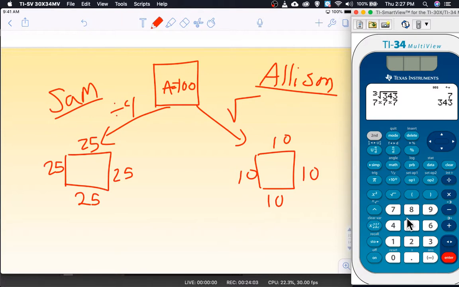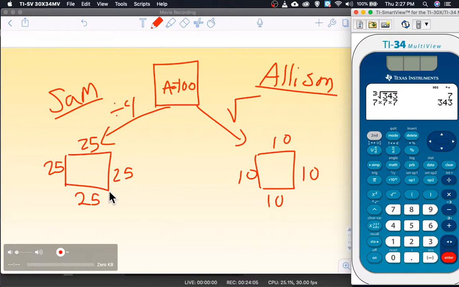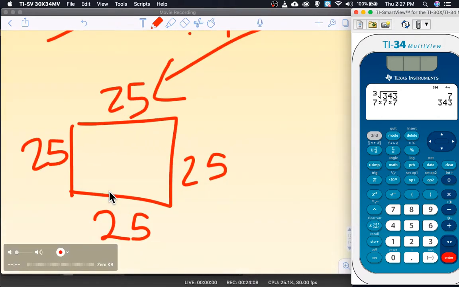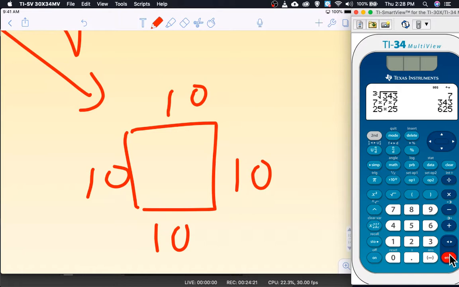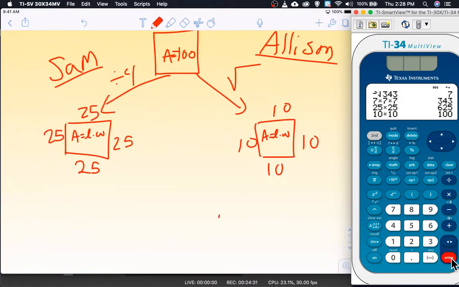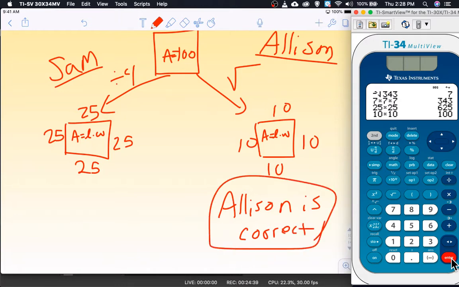Well, it's Sam. Sam is wrong because the formula for area, in order to find the area of Sam's square, area is length times width. If I take Sam's 25 times 25, I don't get an area of 100. If I take Allison's length times width, and I take 10 times 10, I do get an area of 100. So right now we can say Allison is correct. Okay, that's part 1 of our answer.